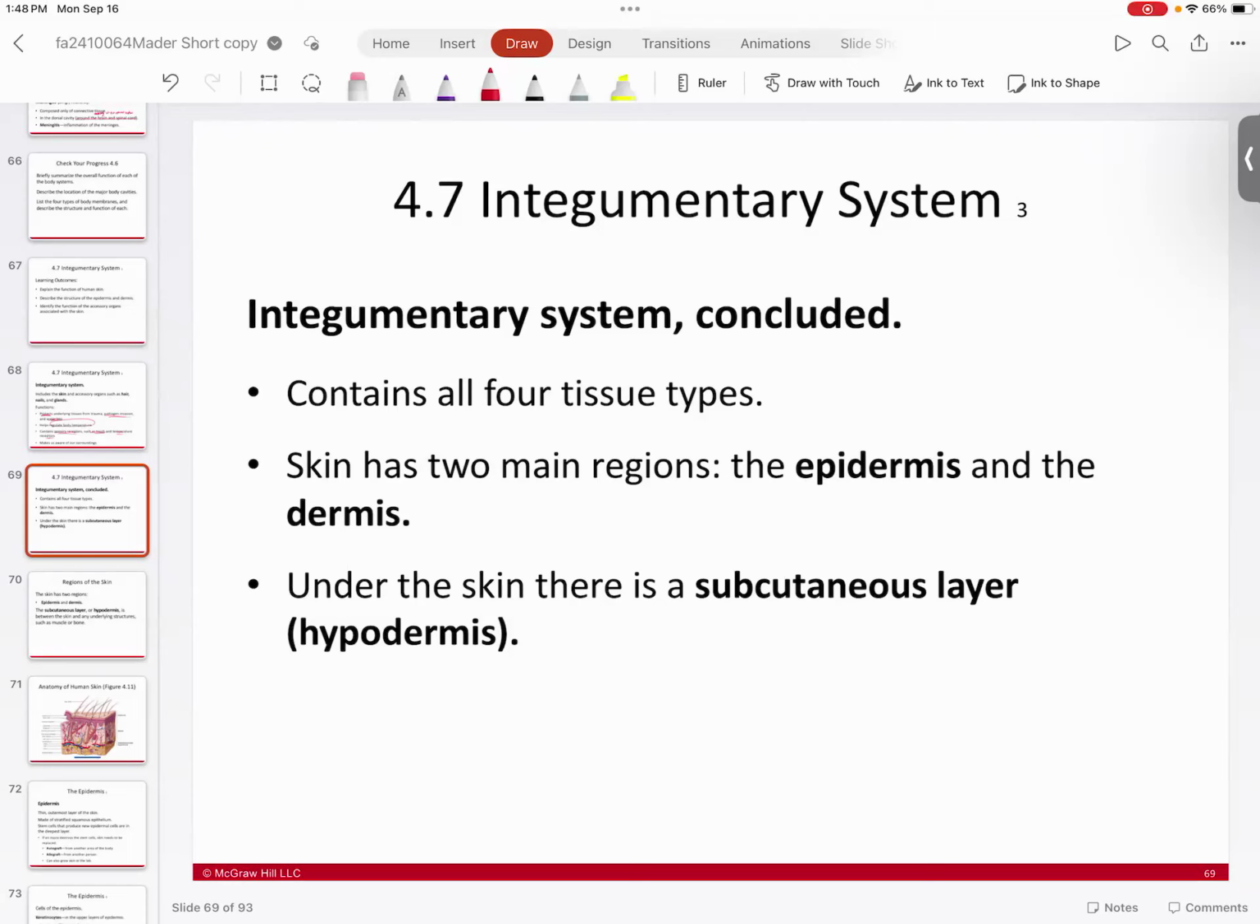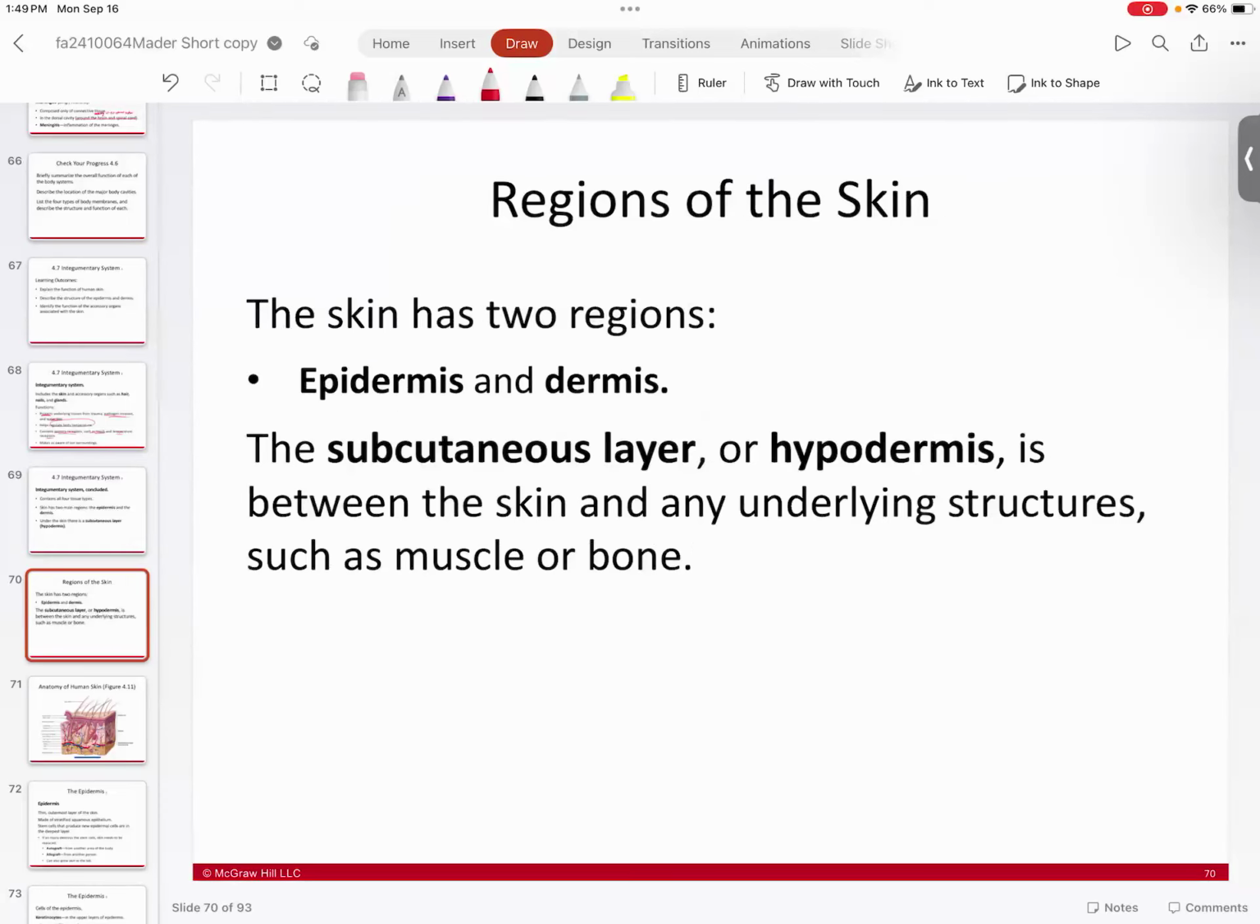So if you've ever seen anybody tanning leather, or you've worn something that is leather, the leather is actually the connective tissue of the dermis of the animal that you're wearing. So if you're wearing cowhide, that's actually the dermis, or the connective tissue, of the cow. And then underneath the dermis is what's called the subcutaneous layer, the hypodermis, below the dermis, the skin.